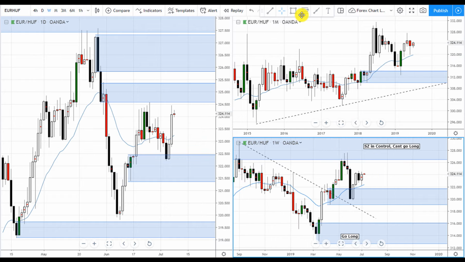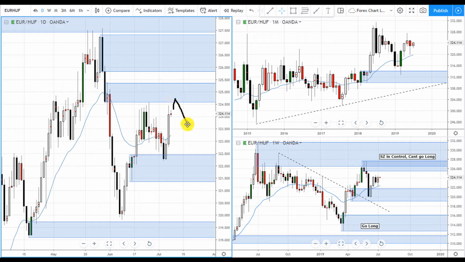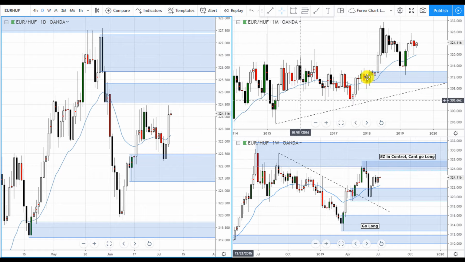Price will most likely do this and then come down, then go up here and come down, before eventually breaking these zones and going up higher. And that is the analysis on the euro versus the Hungarian forint.